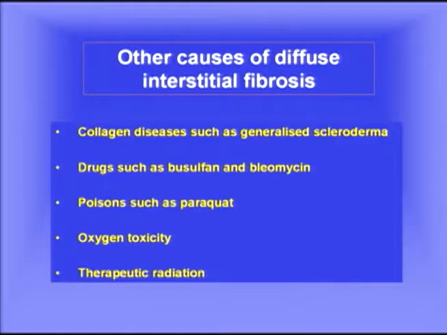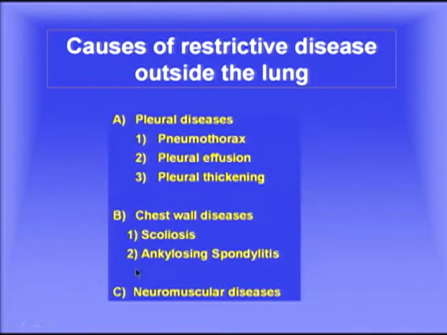There are collagen diseases such as generalized scleroderma. Drugs can cause it. Busulfan and bleomycin, which is a drug used in some types of cancer, can do it. Paraquat is an important cause. Paraquat is a weed killer which is extensively used, and it causes a lethal form of interstitial fibrosis, very dangerous. Oxygen toxicity can cause fibrosis, as can therapeutic radiation.